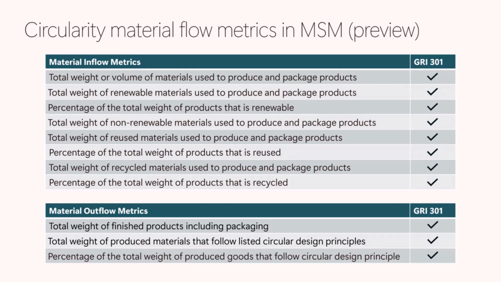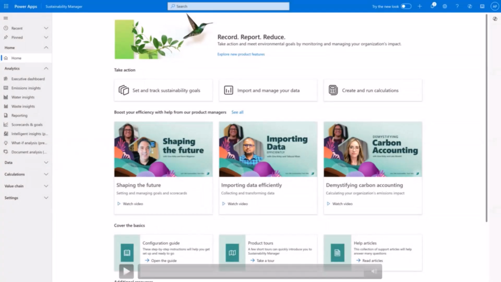When we talk about material outflow, it is the total weight of the finished products that are going out, and how much of the weight of the finished product had a certain circular design principle associated in the production process, and what is the percentage of that with the total weight. So we also have the data model being updated, where you can capture all of this information, which can be visualized and analyzed in dashboards, and reported out. We have a quick demo again for waste sustainability.